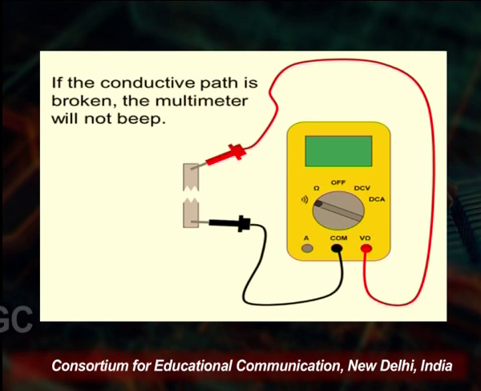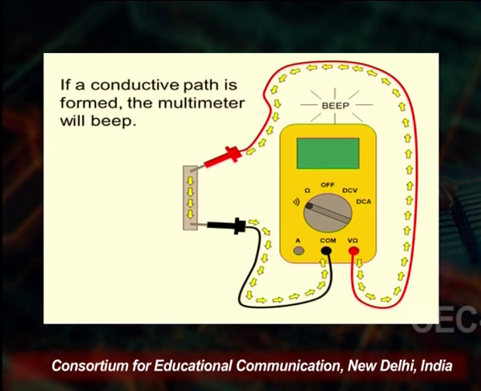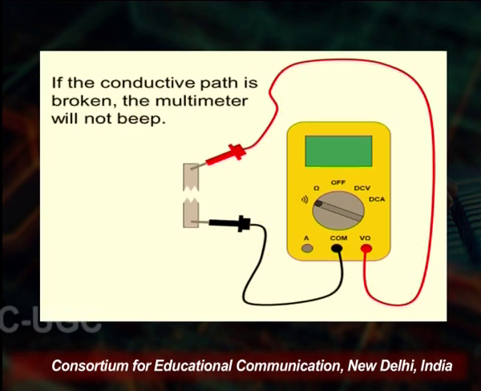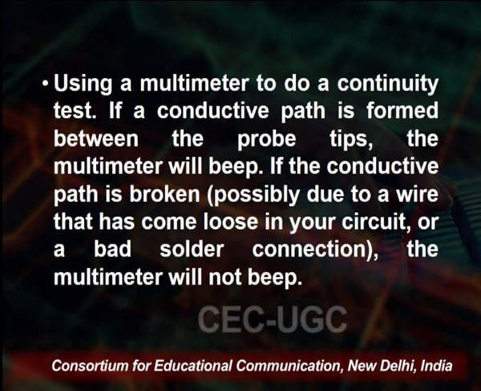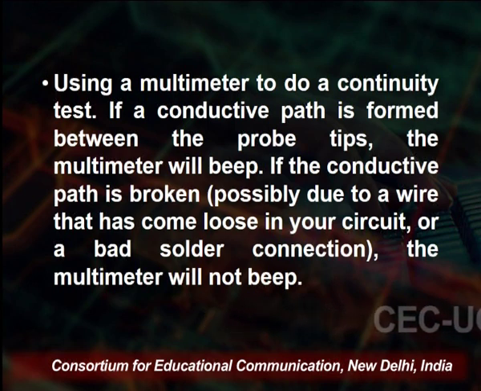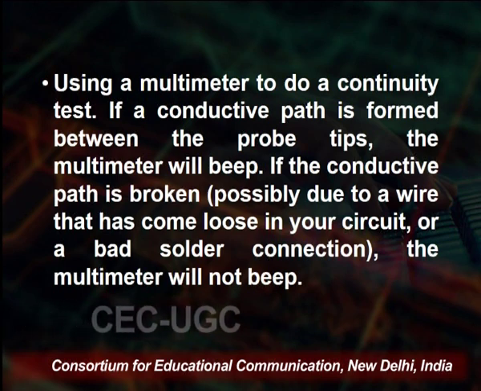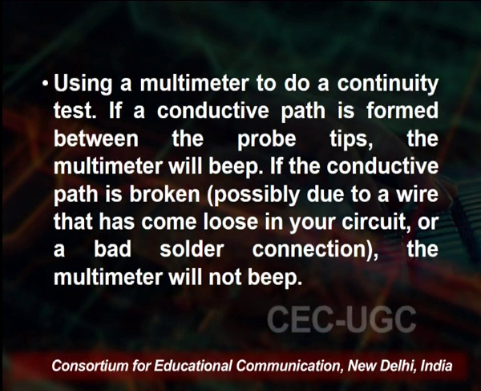Now you see, this is the discontinuity. The conductive path is broken, so no beep will be there. When it is connected, a beep will be there. When the device is broken, there is no beep and there is a discontinuity in the circuit. So using the multimeter we can do the continuity check. If a conductive path is formed between the probe tips, the multimeter will beep. If the conductive path is broken, the multimeter will not beep.